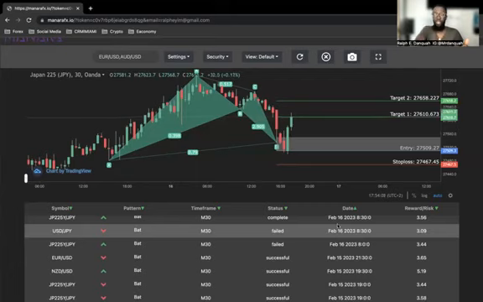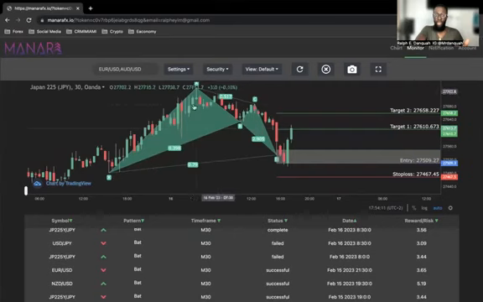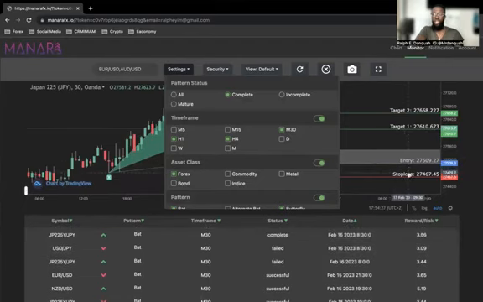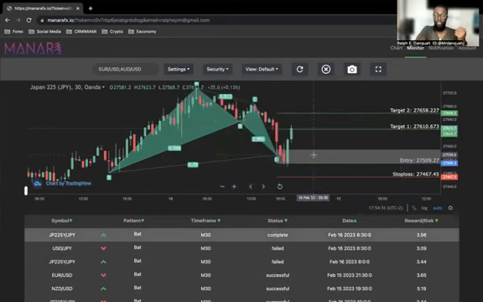Okay, then let's start. So in the monitor, you can set your own settings. When you go to settings, you can choose the pattern status, and in this case, I have all. Complete basically means that the trade is at entry. In trading, we have entry, stop loss, and take profit. So complete means that the trade has actually entered, or has gone into the entry place.